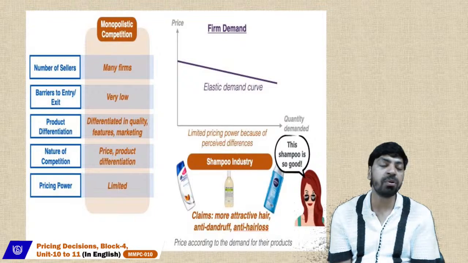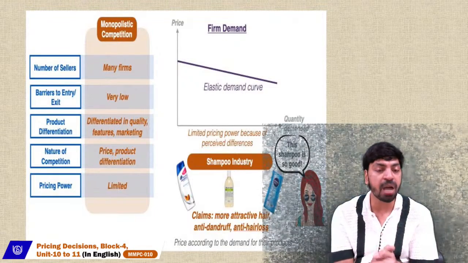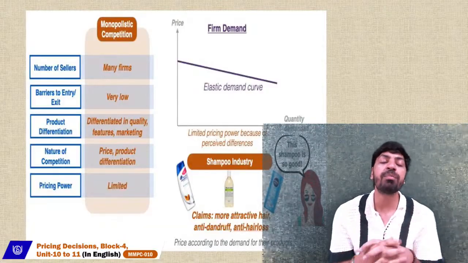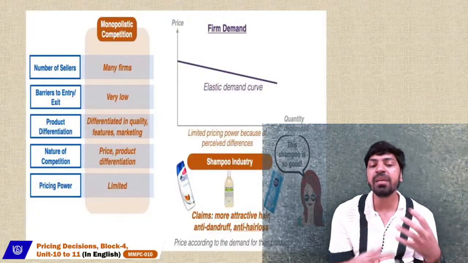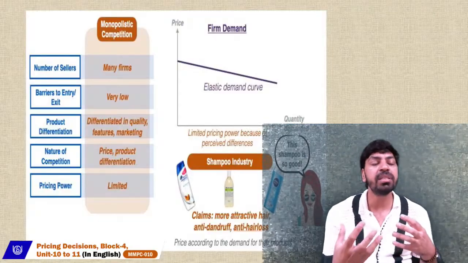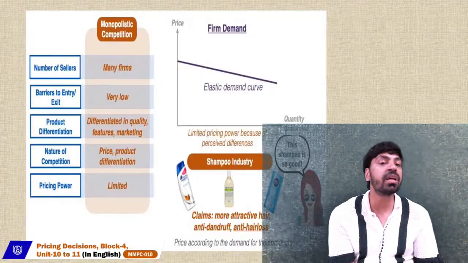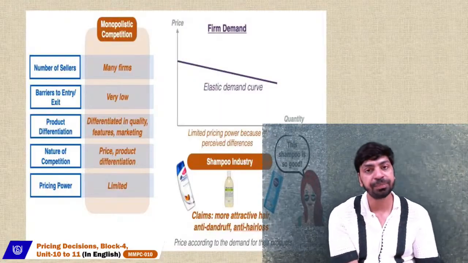Pricing power. For monopolistic firms, the firms that exist in such a market structure, the power of pricing is very limited. And within that limited scope, the monopolistic firms automatically charge differentiated prices to different consumers.